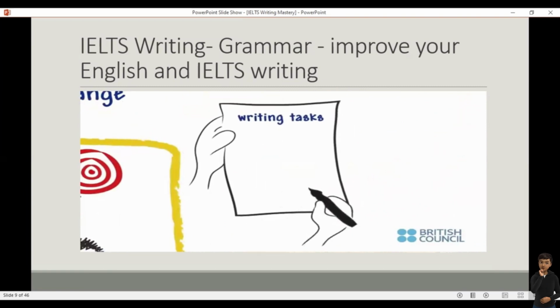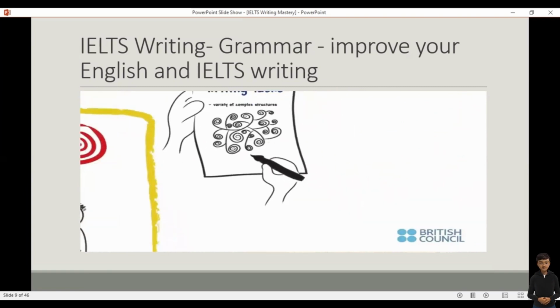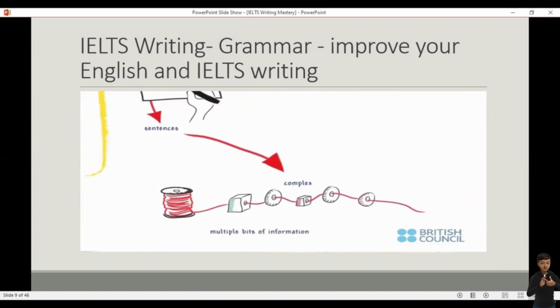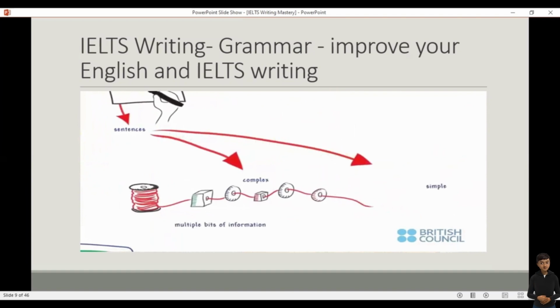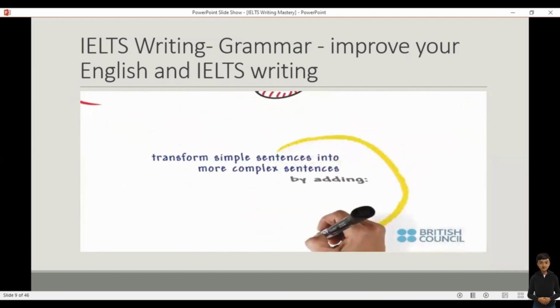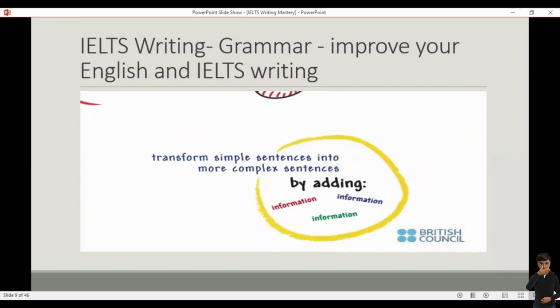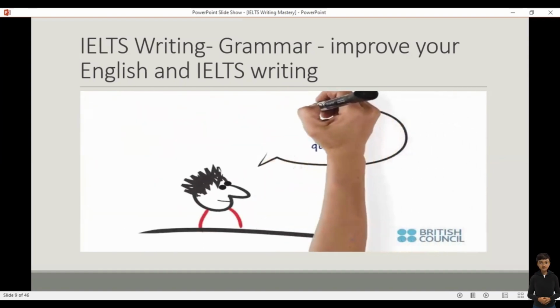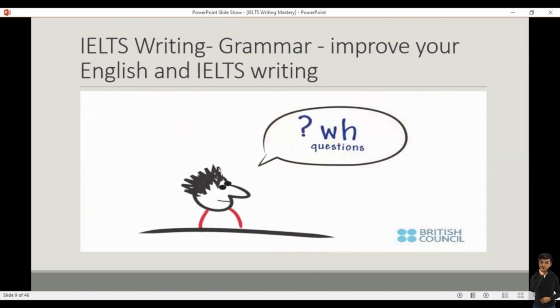In all writing tasks, also use a variety of complex structures. Complex structures are sentences with multiple bits of information. A simple sentence usually has a single piece of information. When you practice writing, transform simple sentences into more complex sentences by adding more information to the sentence. For example, ask yourself some WH questions to see what else you can add to the original sentence.